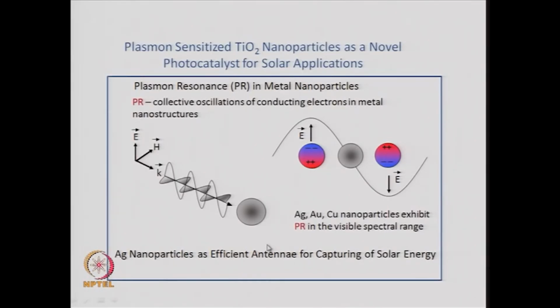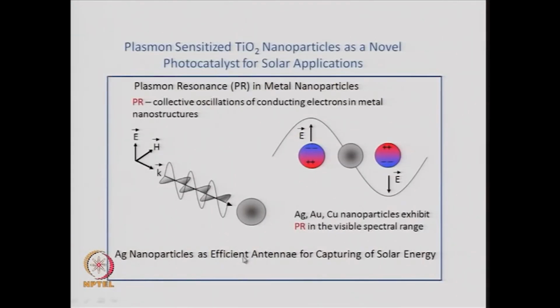You shine light in the visible range, and the conduction electrons of the metal nanoparticles like silver or gold get excited, and you have these collective oscillations. This excitation acts like an antenna. The metal particle acts as an antenna because this collective oscillation is generated by trapping the visible light energy or the solar energy, and then it can enhance the catalysis of TiO2.